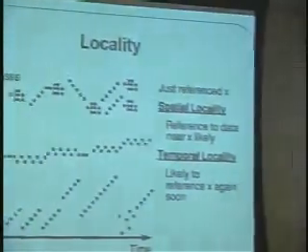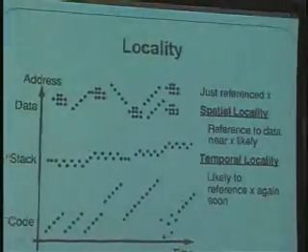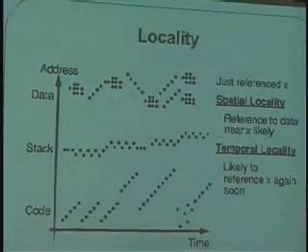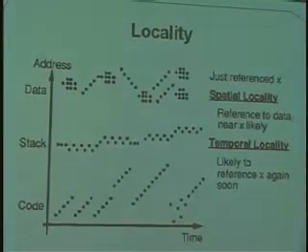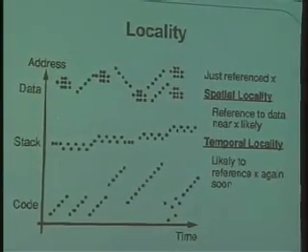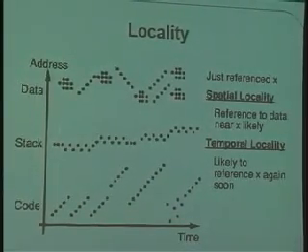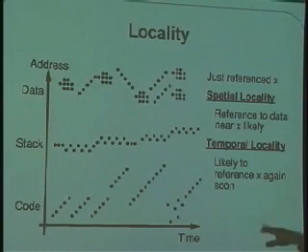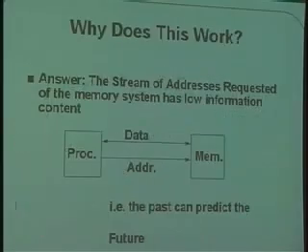Why did this work? It worked, if you remember, because of locality. The idea that you tend to access the same locations over and over again in time, and that was called temporal locality. And if you accessed a particular location, then chances were high that you were going to access locations that were nearby, and that was called spatial locality. And so if you remember, this was a picture of what the code and the stack and the data might look like if we did a time trace of accesses to that big, slow memory.